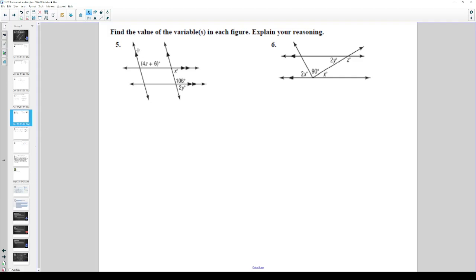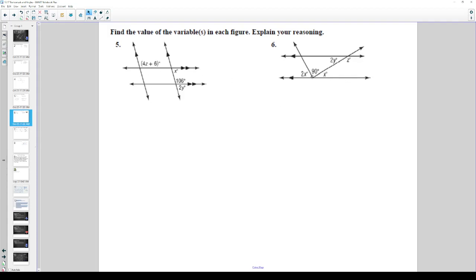Then, since we know these are two pairs of parallel lines, we know this 106 goes here and here because those are corresponding and corresponding. So 4z plus 6 also equals 106, and we can solve for z that way.